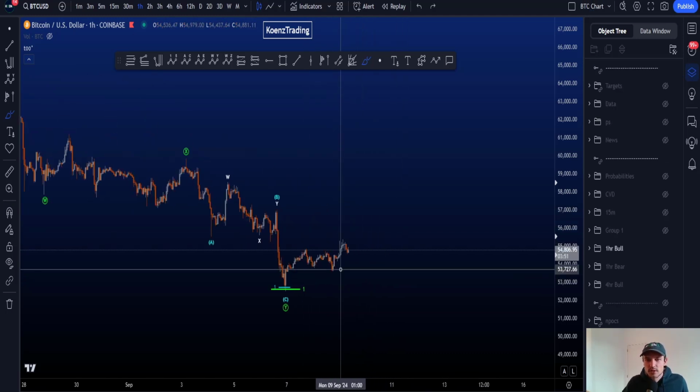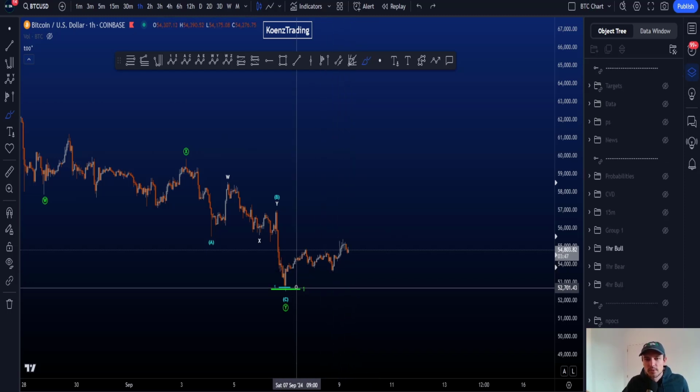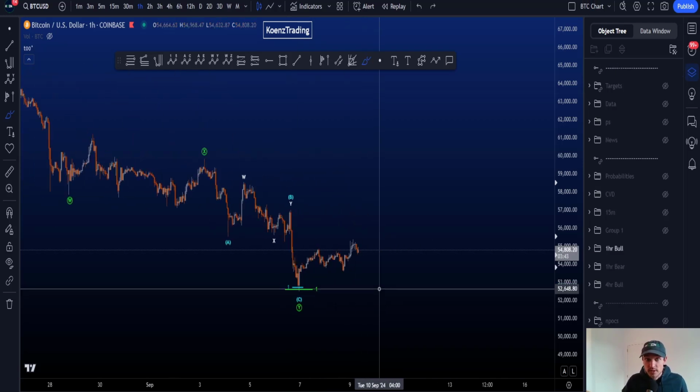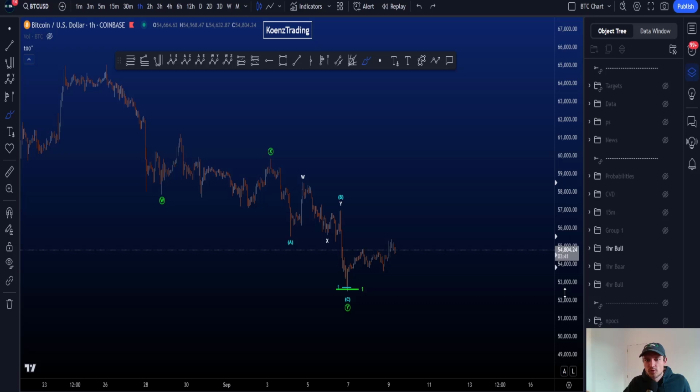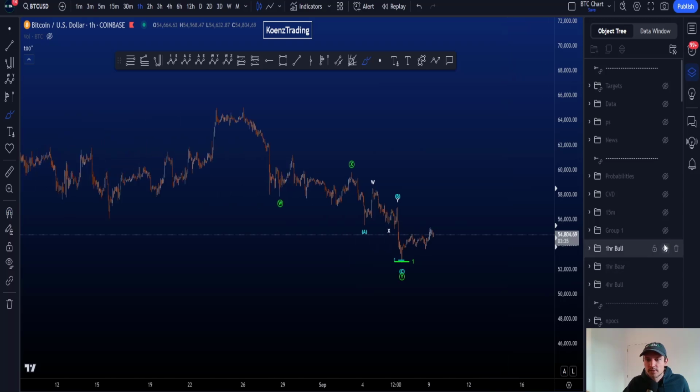Also changing market structure here, taking out this low, of course, would also slowly increase probabilities to take out this low, which in turn increases probabilities to take 49k, etc. But this is your bullish scenario. Finish WXY, and then you're looking for price to move towards the upside.